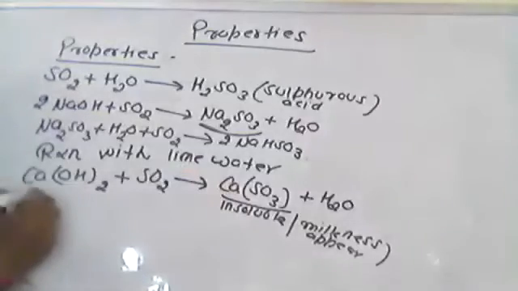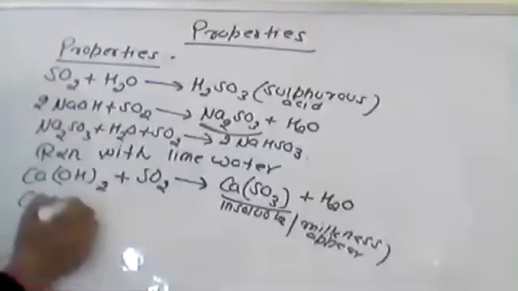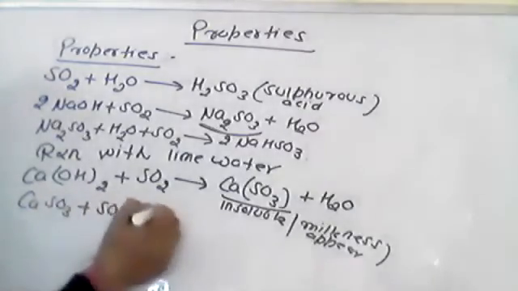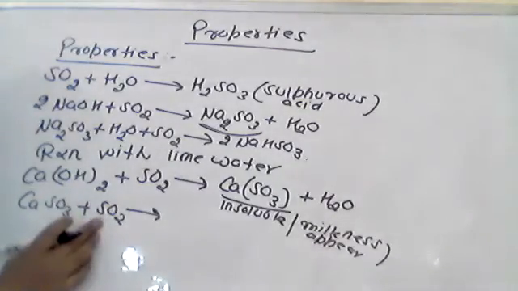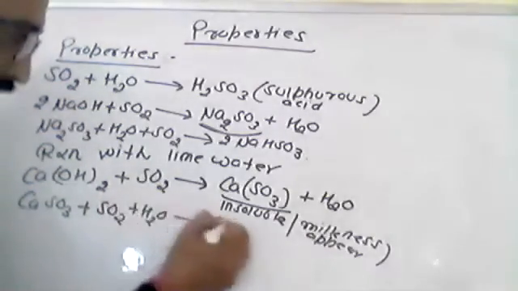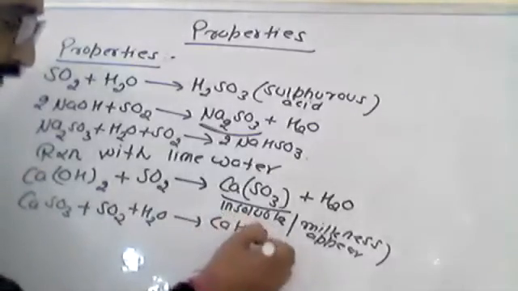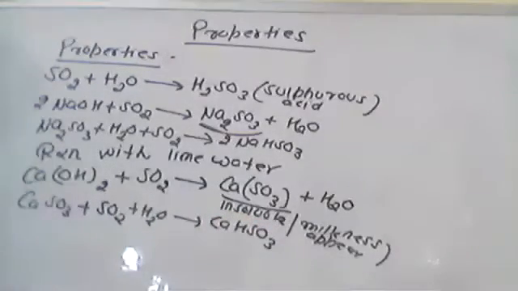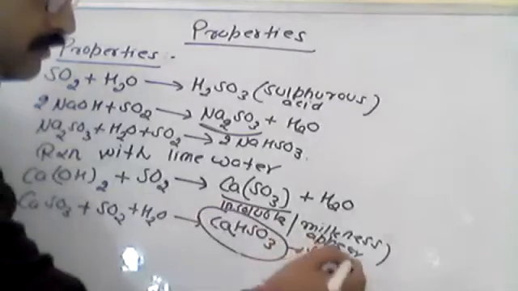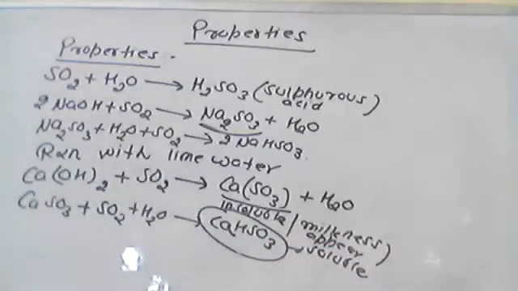If I further continue, CaSO3 reacts with sulfur dioxide. If it is present in excess, then in the presence of water, H2O, it will be converted to calcium hydrogen sulfite. This calcium hydrogen sulfite is soluble, and there is a disappearance of milkiness. Milkiness will disappear.